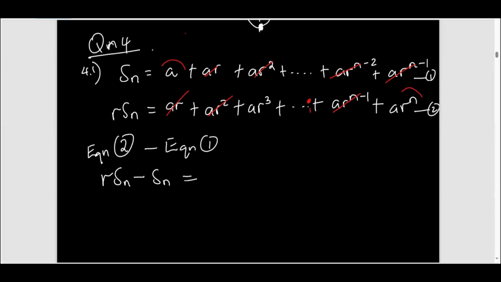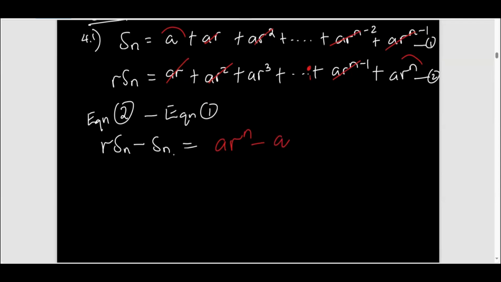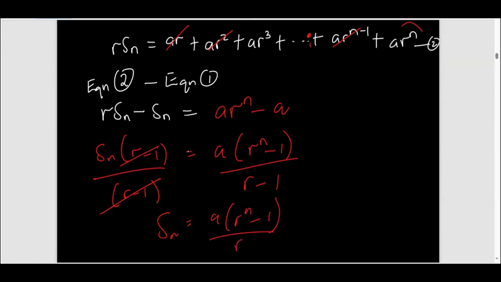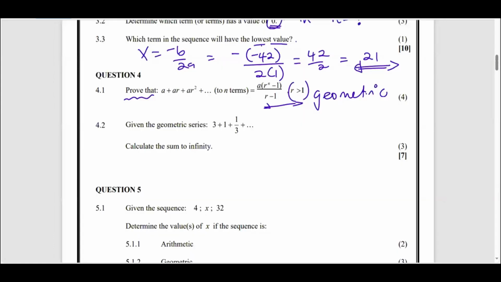Okay, so since equation 2 is coming first, then I'll have AR to the n minus a. Then the next step is just for it to factorize. So let's take out the Sn on the left-hand side. I'll have R minus 1. On the right, we shall just take out the A, which we shall be left with R to the n minus 1. Then just isolate the Sn, make Sn the subject. So divide both sides by R minus 1, then over R minus 1. And then if that is done, we are done proving. So there we can qualify for the, how many marks? It was 4 marks, yeah. So that's how we prove that.